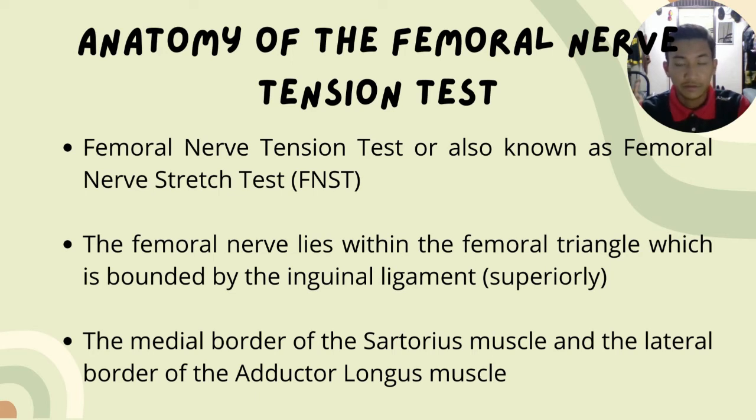Okay, so the anatomy of the femoral nerve tension test. First, it is also known as the femoral nerve stretch test, FNST. The femoral nerve lies within the femoral triangle, which is formed by the inguinal ligament superiorly, the medial border of the sartorius muscle, and the lateral border of the adductor longus muscle.